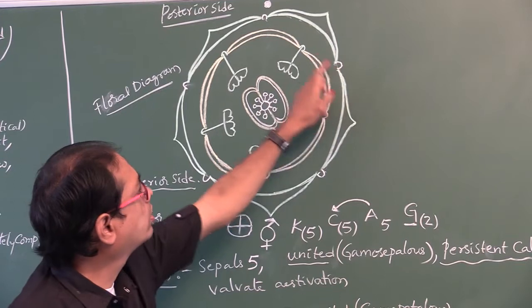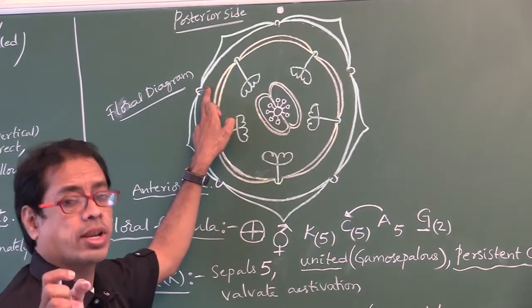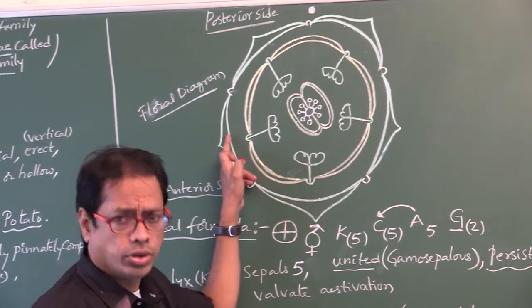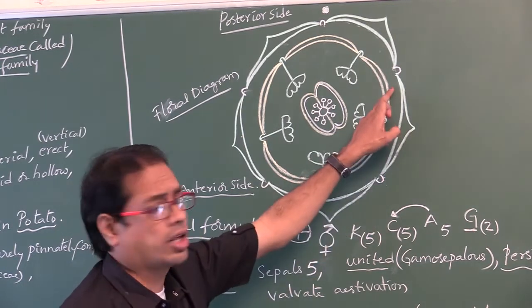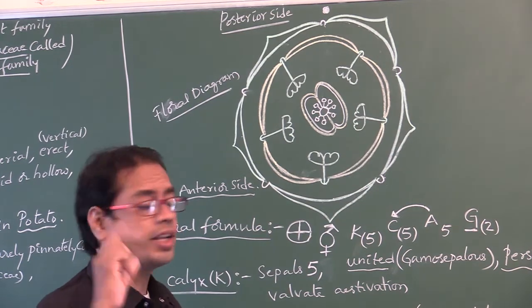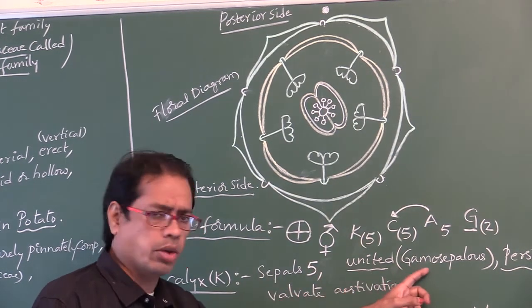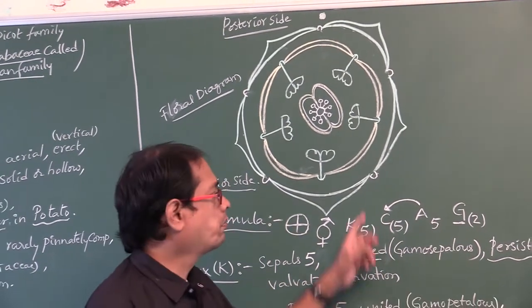Sepals are attached, united. Gamosepalous. Sepals number 5, united. Gamosepalous. They just touch one another without overlapping. What type of estivation? Valvate estivation. So sepals 5, united, called gamosepalous, and valvate estivation.